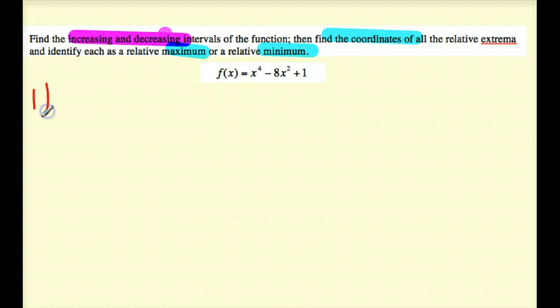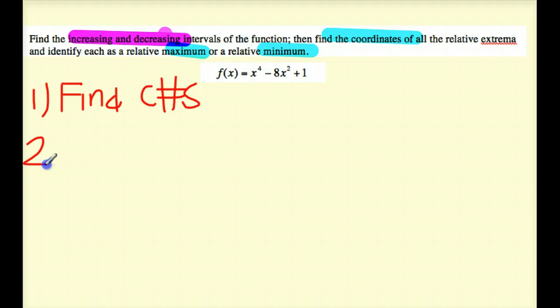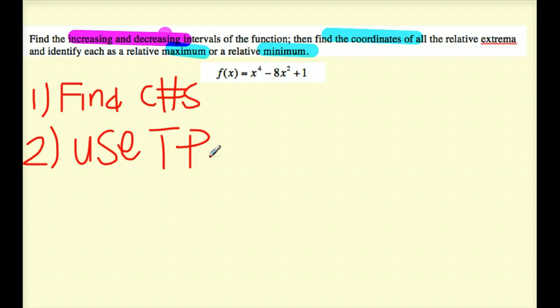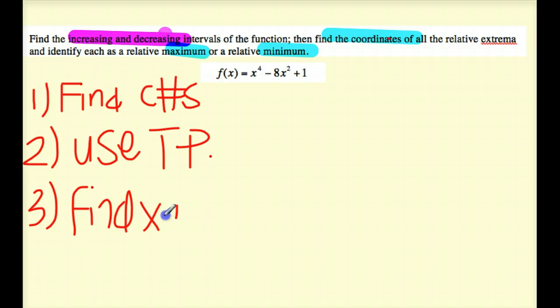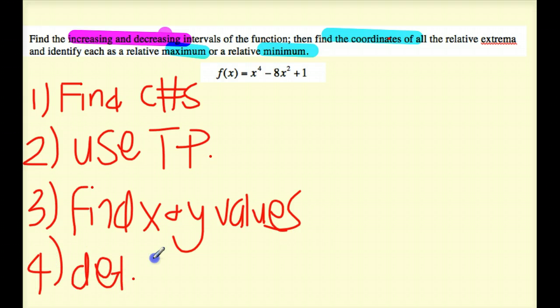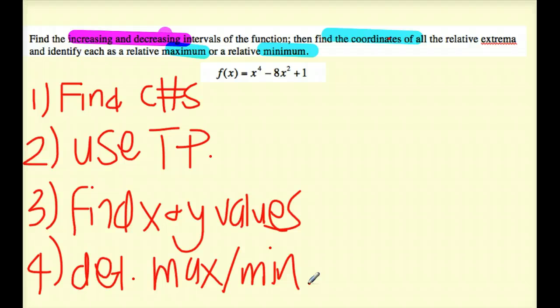Step 1 is to find the critical numbers, by taking the derivative and setting it equal to 0. Step 2 is to observe these by using test points. I'll show you what that is. Then we need to find the x and y values. And finally, determine if it's a max or a min. These are the main points we're going to need to do, though they're not specifically a 1, 2, 3, 4 step process.